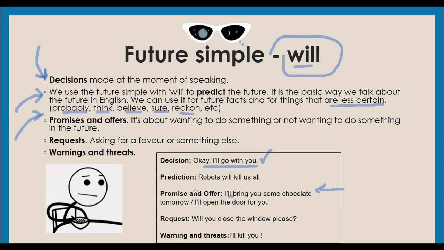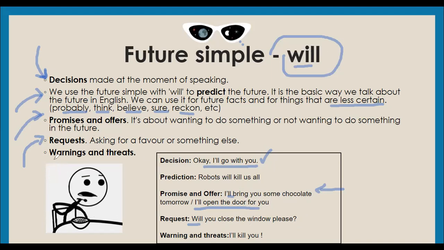And also when we offer things, for example, hey, don't worry, I'll open the door for you. I will do something for you. It's an offer. A request is like a question, and asking for a favor. Example, will you close the window, please? Or will you call Belen, please? So when we are asking for a favor, a request, we're also going to be using future will.